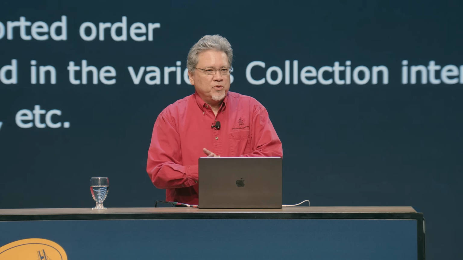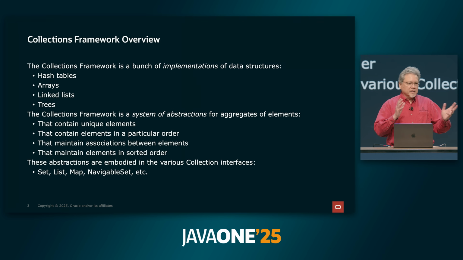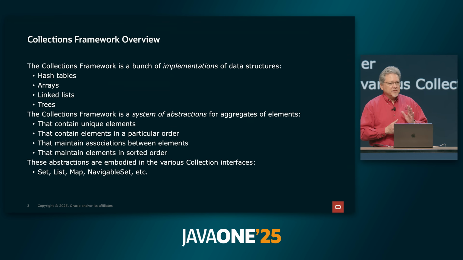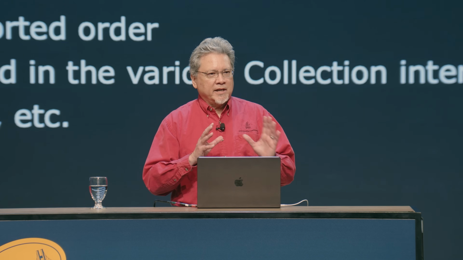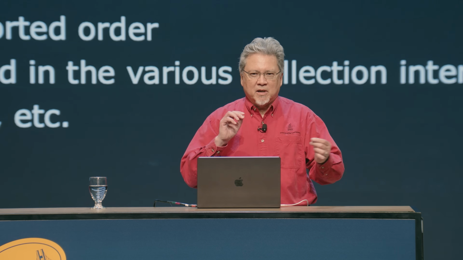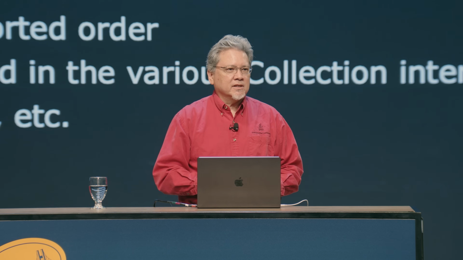Okay, brief overview of the collections framework as I see it. A lot of people think of collections as data structures, which is true. They're implementations of data structures, like hash tables, arrays, linked lists, trees, and stuff like that. So it's all good stuff. But the collections framework is also a system of abstractions over containers or aggregates of elements, and those abstractions have certain characteristics. Notice I'm shifting here: instead of talking about data structures and links and pointers, I'm talking about abstract characteristics of these containers.